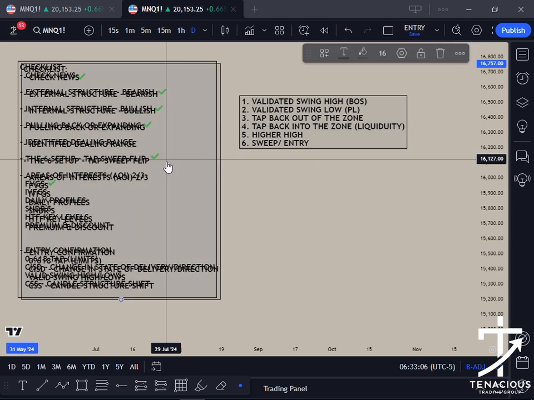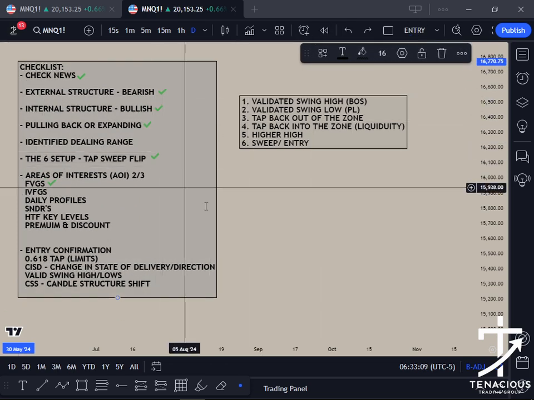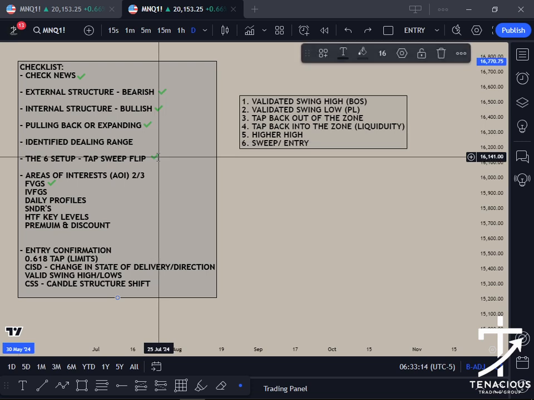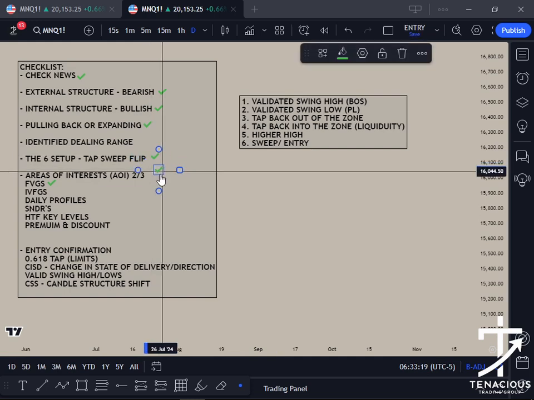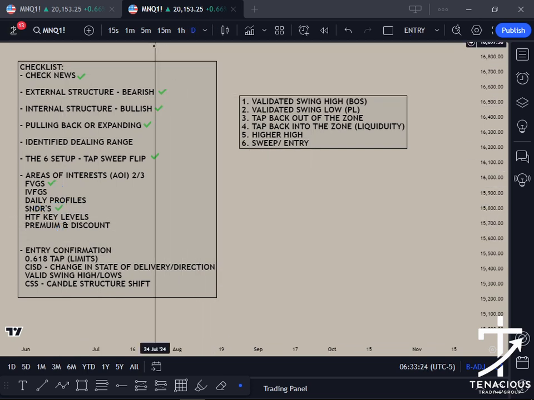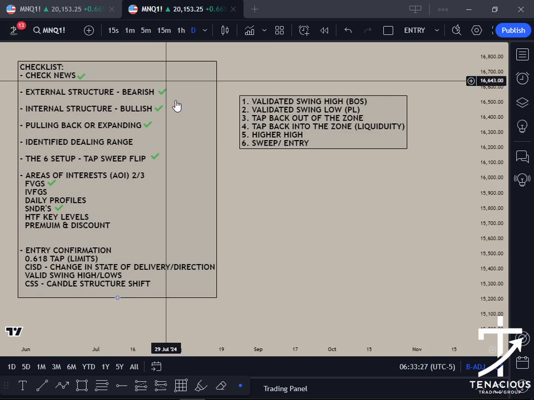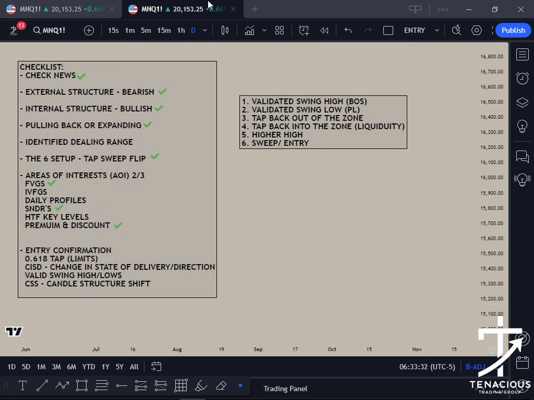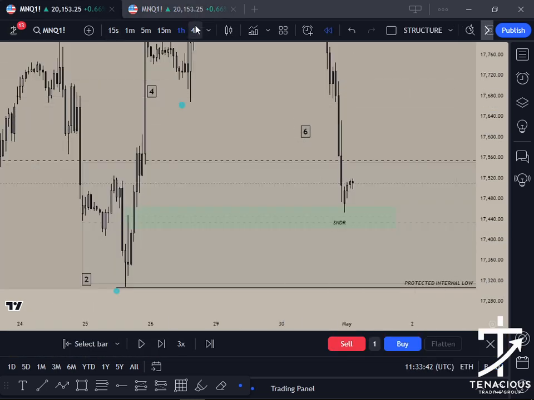So now we have a fair value gap. That's one. We have a SNDR zone. That's two. And then we also have, we're in a discount zone, which makes that three. So now we have got two to three things which confirms that I am able to take this trade. So now I'll just have to wait for confirmation. So going back to the 4 hour.